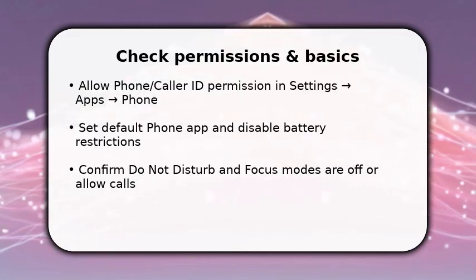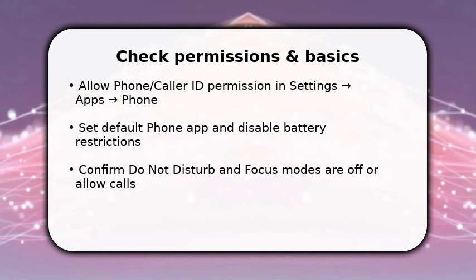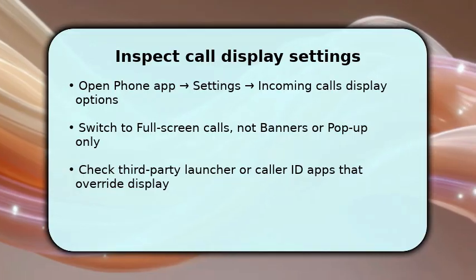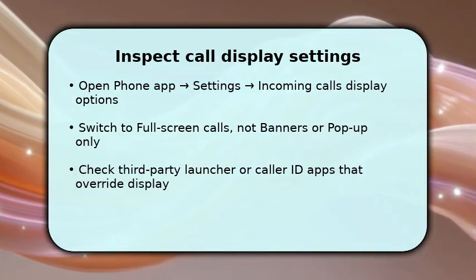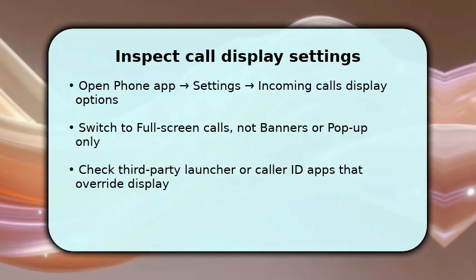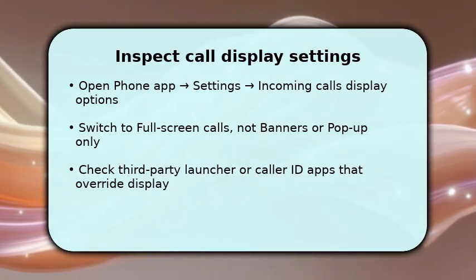Next, you adjust how incoming calls appear. In the phone app settings, locate incoming calls or call display. Choose full screen so the call interrupts and shows on the lock screen. If you see banner or pop-up only, change it to full screen. This fixes missed visual alerts.